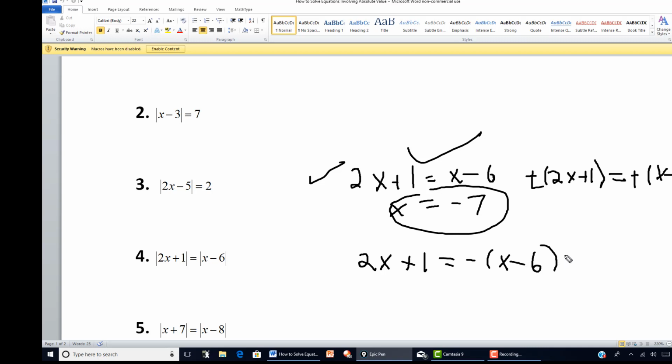Okay, on this one over here, let's just go ahead and multiply through the negative. So this will be minus x plus 6. Okay, now let's add an x to both sides here. So that'll give me a 3x over here. And then at the same time, I'm going to subtract 1 from both sides, isolate the x. That'll give me a 5 over here. So I get x is equal to 5/3.